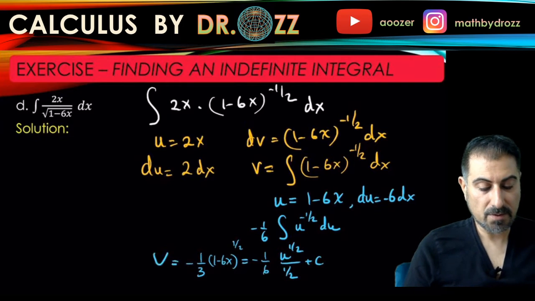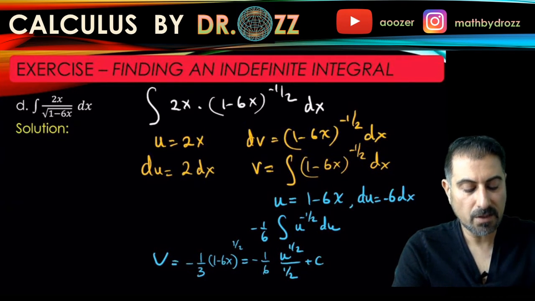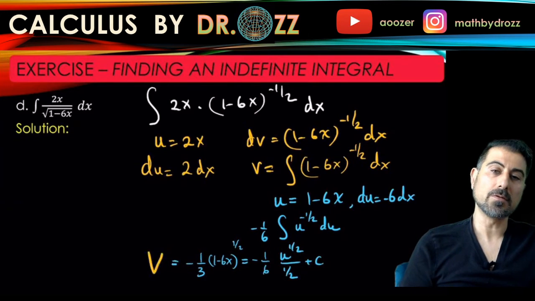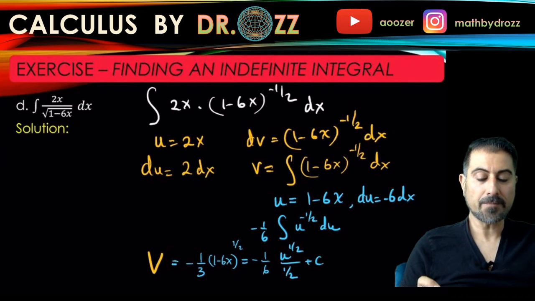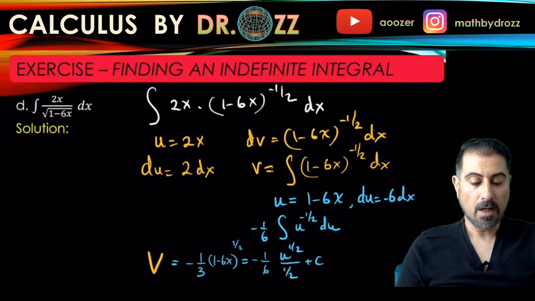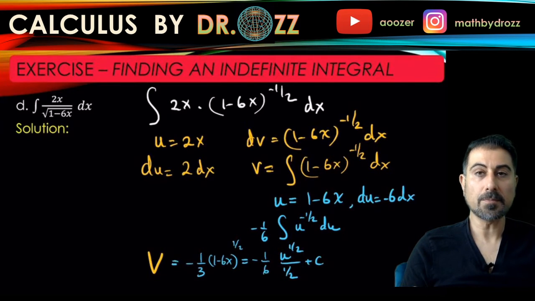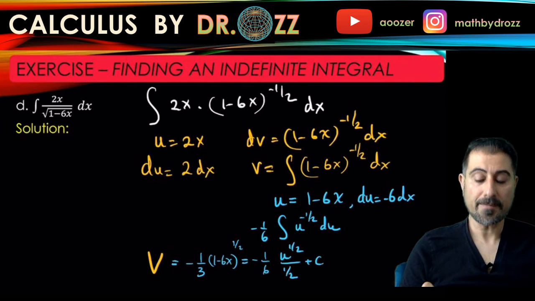Let me just use a different color here. So this is the yellow v. All the blue stuff that I did here is for the u substitution. In the next step, we're going to use the integration by parts formula for u equals 2x and v being negative 1/3 of (1 minus 6x) to the power of 1/2.